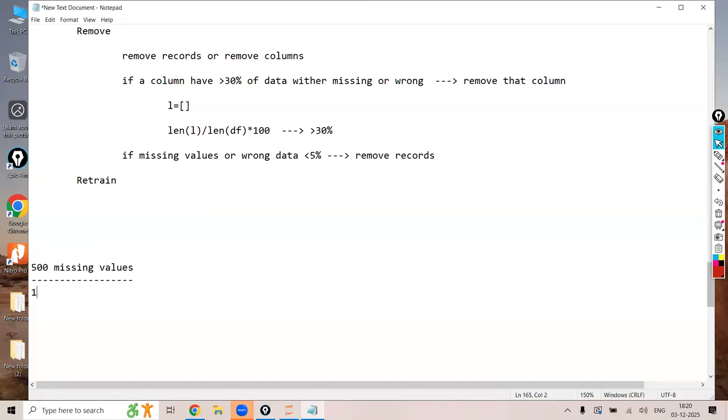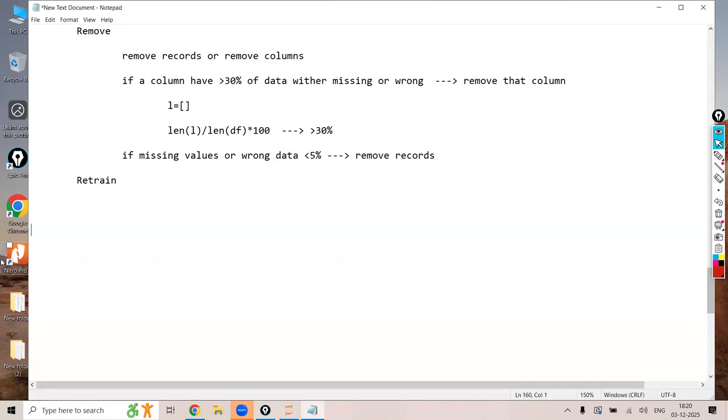But sir, total records only 1,000, and 500 missing values, miss, big problem. It is not a small problem, big problem. Right? So it all depends on the percentage. So first we have to calculate this.